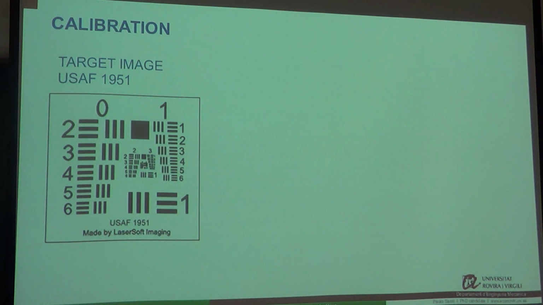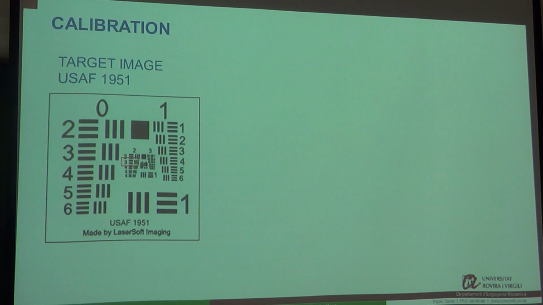So for the calibration of the pixels, they gave me pictures of this target image, where each bar is, of course, of a known size. And we have, for instance, group 0 with elements 1, 2, 3, 4, 5, 6. Then we have group 1 with elements 1, 2, 3, 4, 5, 6. Group 2 with elements 1, 2, 3, 4, 5. And there are groups up to group 7, which are very, very small there inside.